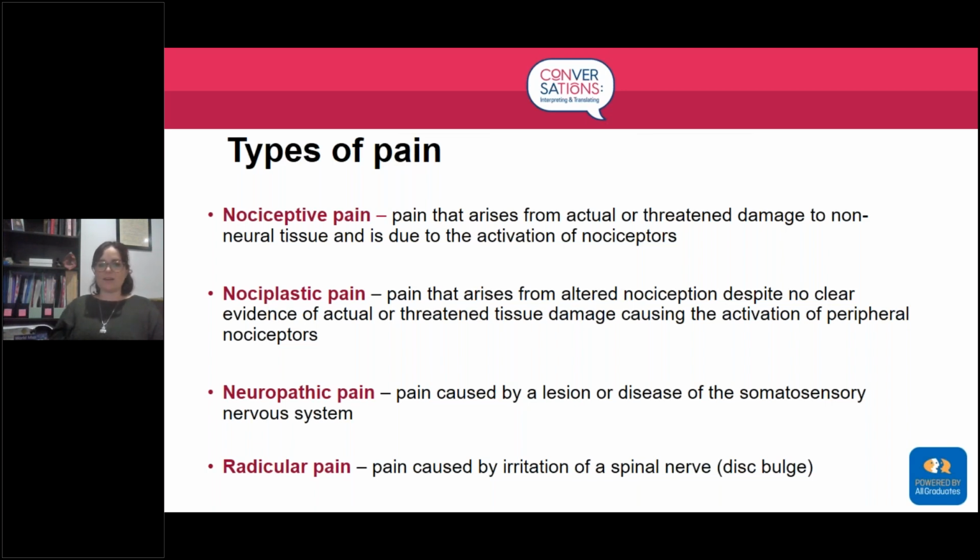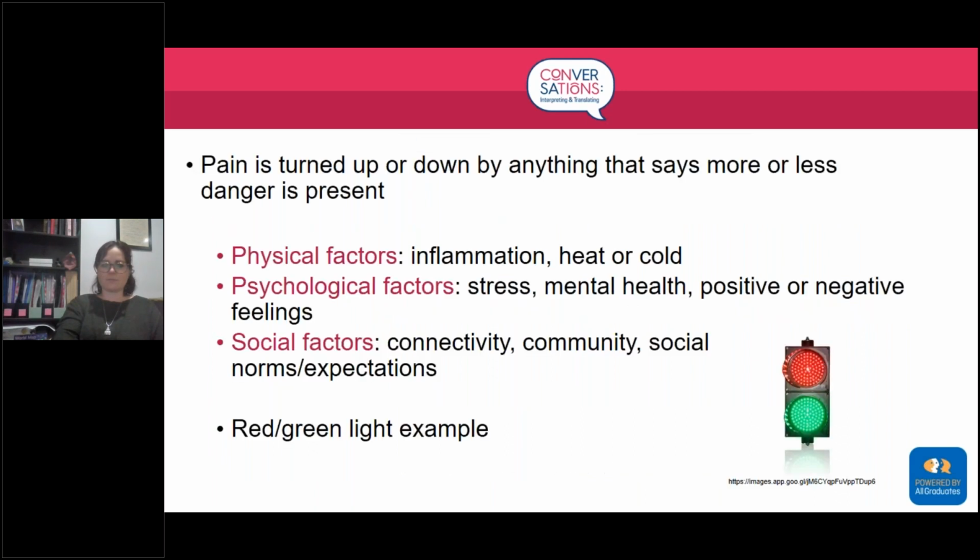Neuropathic pain is when the actual nervous system has a condition or a disease. And radicular pain we've spoken about already, that's when the nerves that come out of our spine are irritated. So that might be from a disc bulge, as an example we've used.